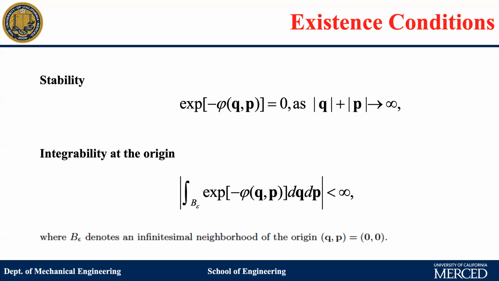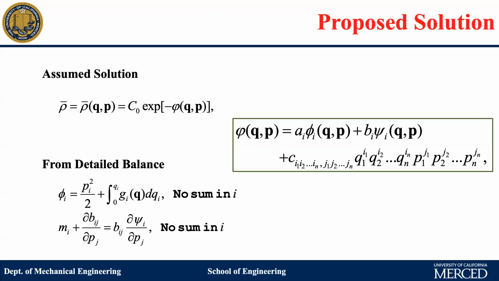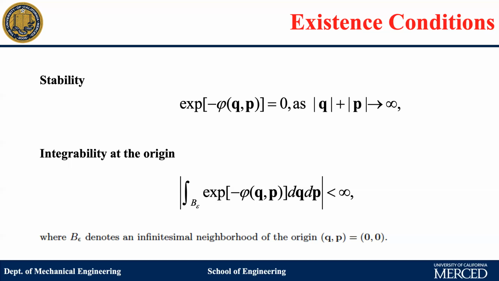Before we do that, we impose some conditions, because you are introducing arbitrary polynomials here, so the system may go unstable. The first condition is that the stability of the system must be maintained, which means that at infinite far away position, when Q, the generalized coordinates, or P, the generalized momentum, goes to infinity, there must be no probability there. So the exponential function of the probability potential must add up to be 0. That's a stability condition.